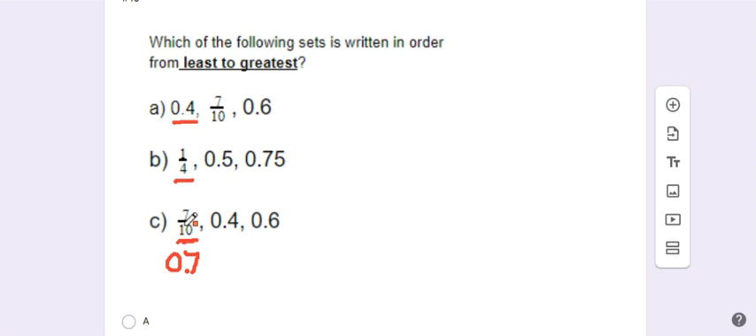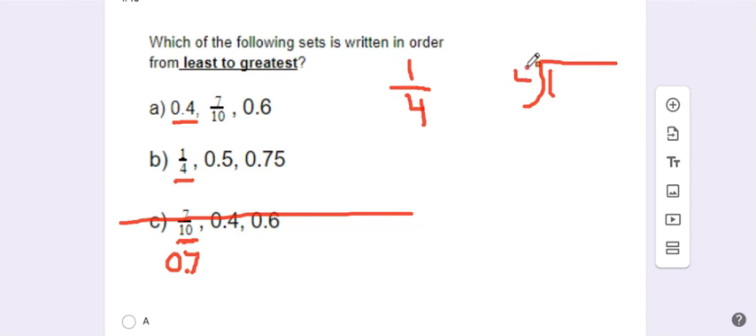And so is list number C in order from least to greatest? It looks to me like 0.7 is the greatest number in this list, right? We have 0.7, 0.4, 0.6. So it looks to me like C list is out because the greatest number is listed first. Now the fraction 1/4. Remember, the fraction 1/4 means 1 divided by 4. That's what the fraction bar means, right? It means division. So what I'm going to do here is divide the top number by the bottom number. And so the top number goes inside the division bracket and the bottom number goes outside the division bracket.